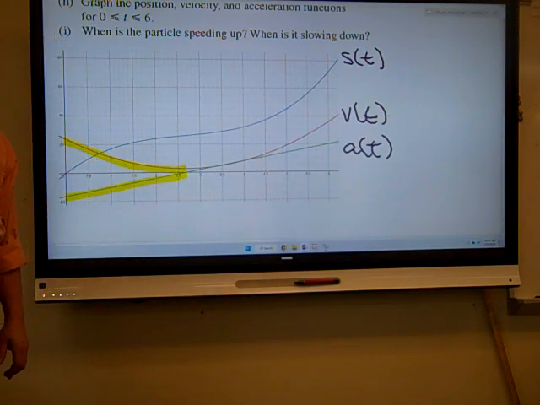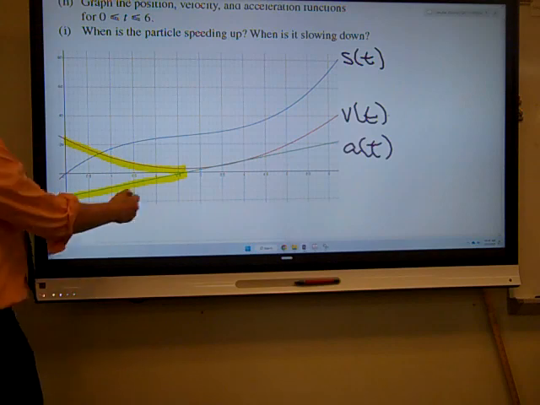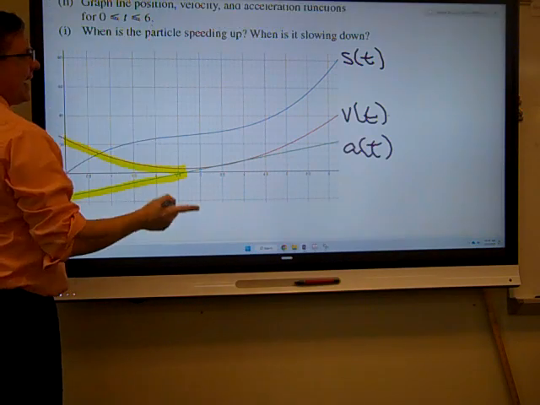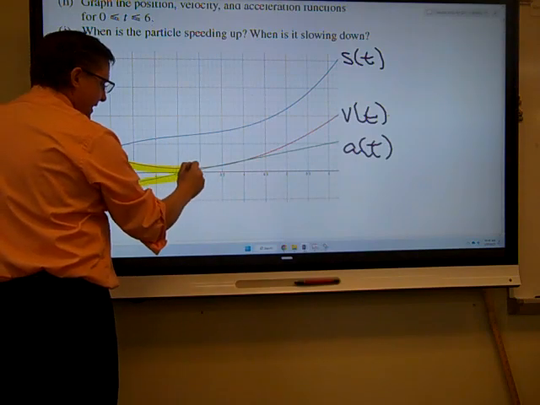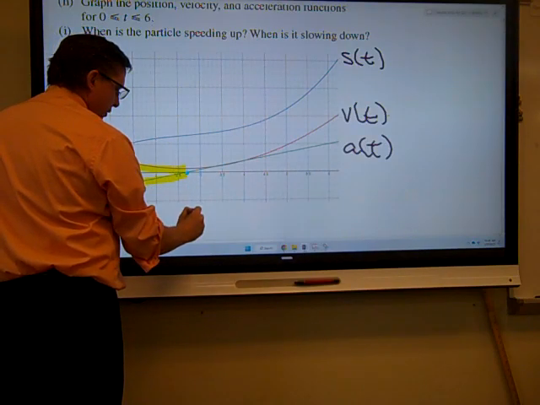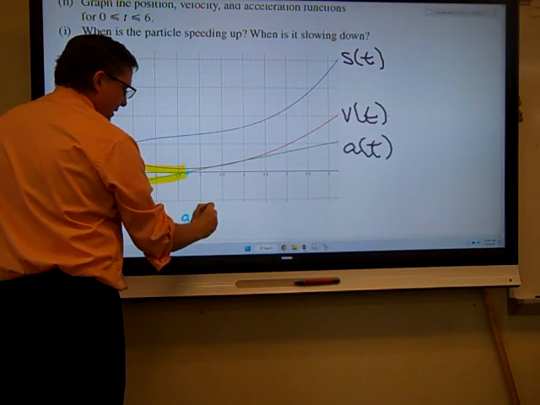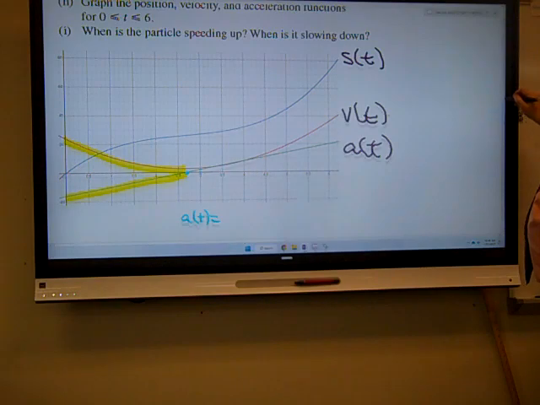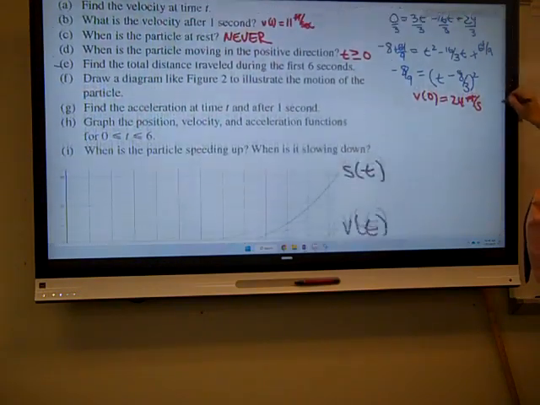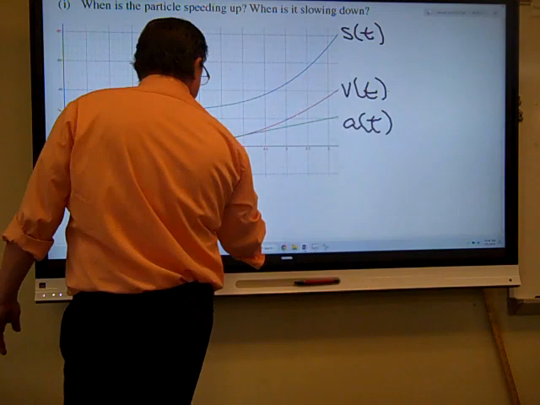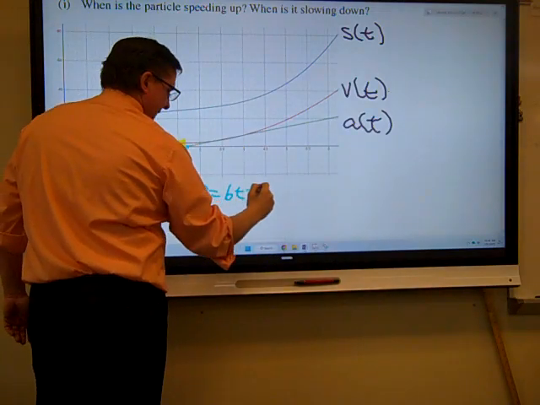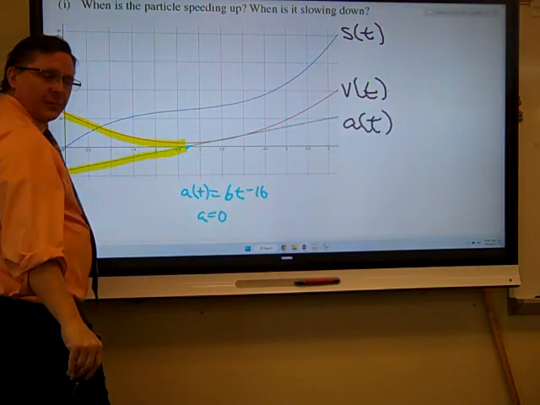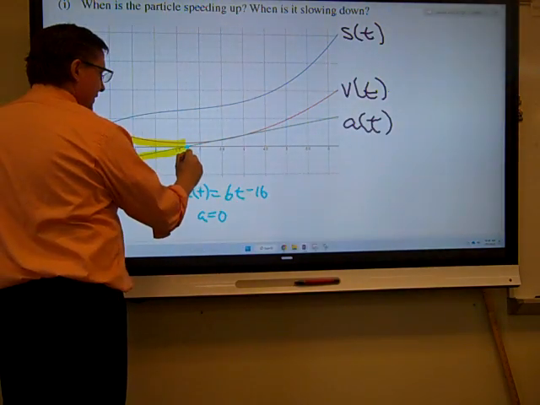Well, guess what? V is always positive in this problem. We'd already determined that. So it is not speeding up here. It is actually, the speed is going down here. But at this point where A is equal to 0, and the A of t equation, right, was, I already forgot it, so I gotta go up and glance at it. It was 6t minus 16. If I say, hey, I want to know when A equals 0, right, it's 16/6, which is 8/3. This time right here is 8/3.